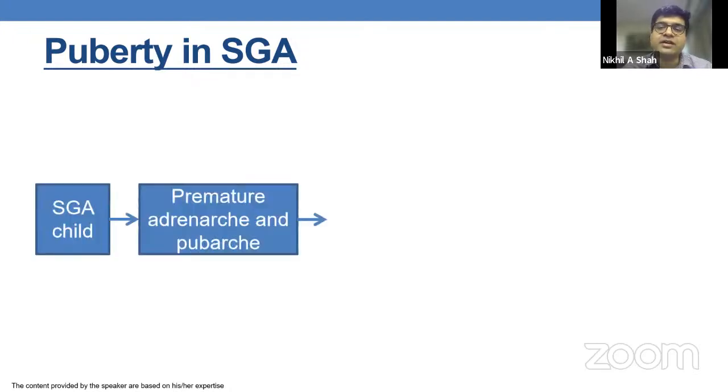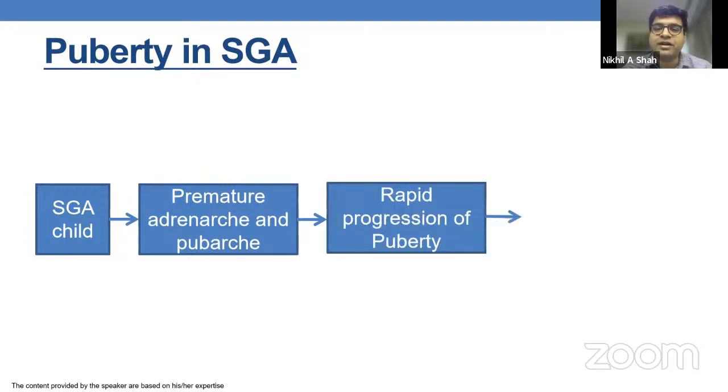They can have premature adrenarche and pubarche. So there is an earlier onset of pubic hair as well as axillary hair. They progress through puberty very rapidly. Typically, children from the onset of breast development till menarche take 2.5 to 3 years. But in SGA children this process might take just 1.5 years.